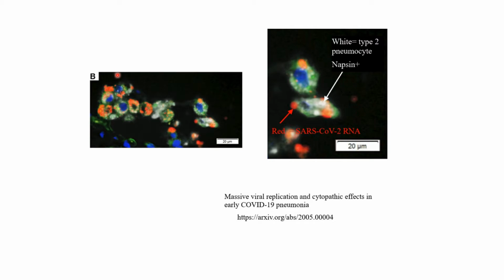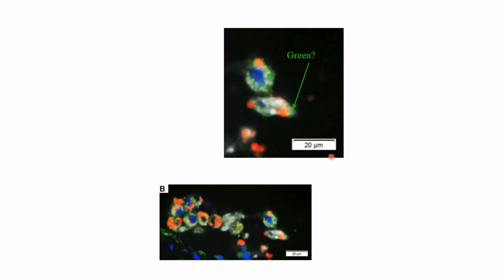And here is a cluster of type 2 pneumocytes with a virus replicating inside them. And they are pneumocytes because of lots of white immunofluorescence. So again, a cluster of pneumocytes in which SARS-CoV-2 is replicating. But there's green. What is green? Lots of it. Plenty of green. What is it?